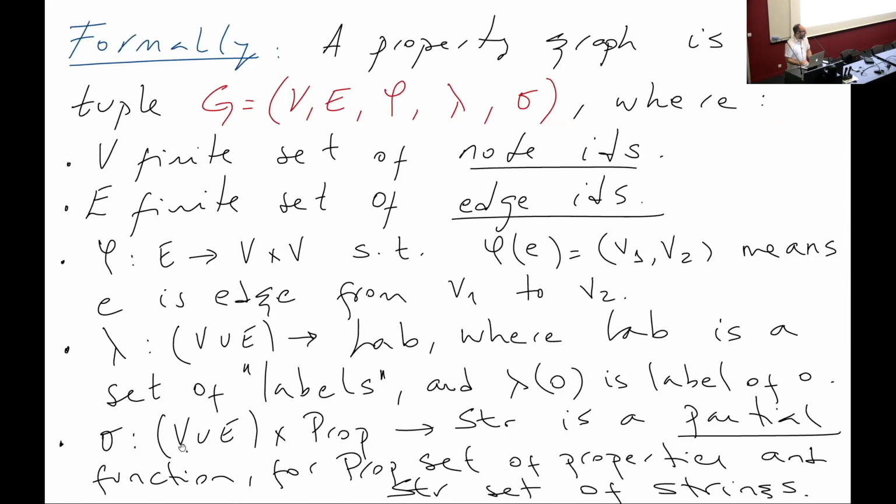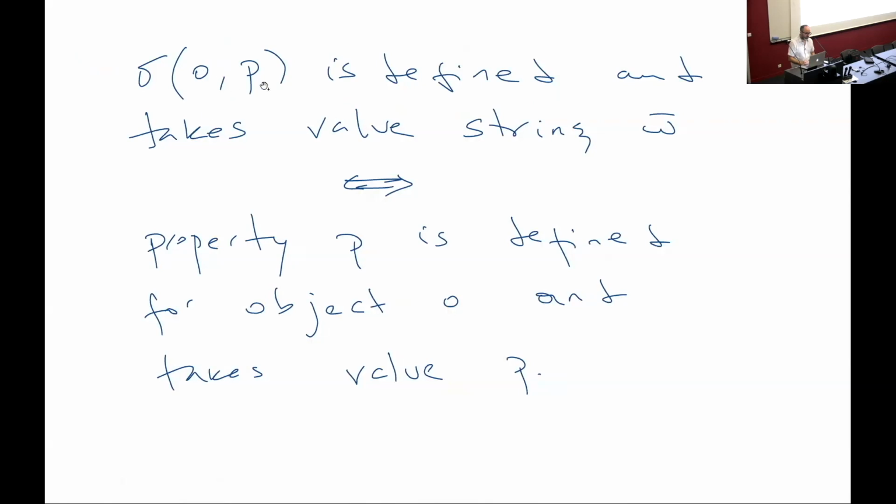And then we have a partial function that takes either a node or an edge, and a property from an infinite set of properties, and it associates a string. It's a partial function because not every property is defined for each node and edge. Some properties are only assigned for some nodes and edges. So when we say sigma of O, P is defined and takes value string W, what we're saying is that property P is defined for object O and takes value W.